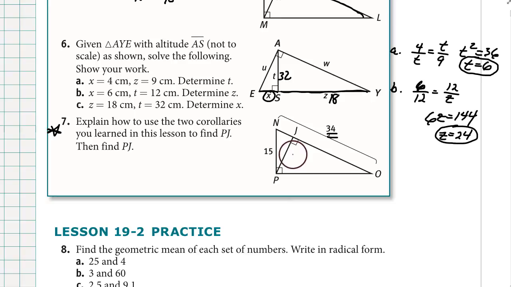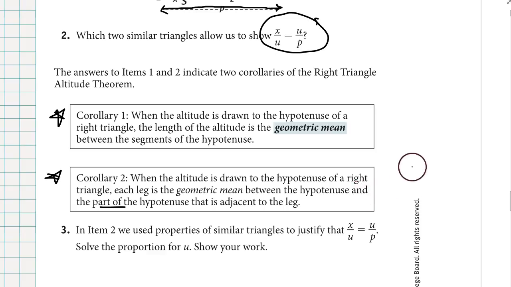But we can't use corollary 1 to find that altitude because we don't have that original hypotenuse separated into two segments. So corollary 1 is not going to get us anything. What's corollary 2 talking about? Let's go back and look at that. Here it is. When an altitude is drawn to the hypotenuse of a right triangle, that's what we have. Each leg is the geometric mean between the hypotenuse and the part of the hypotenuse adjacent to the leg.